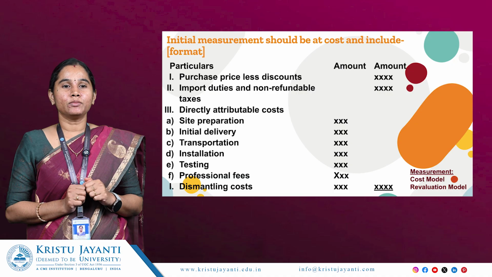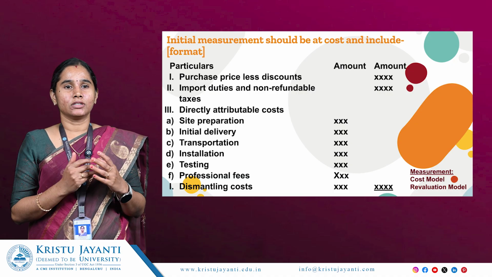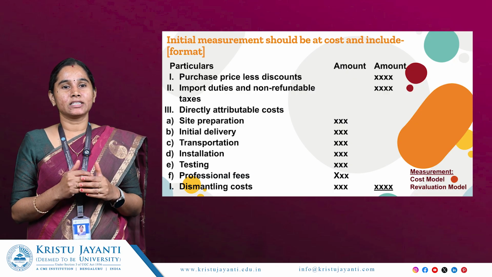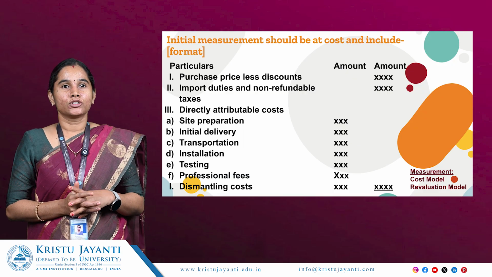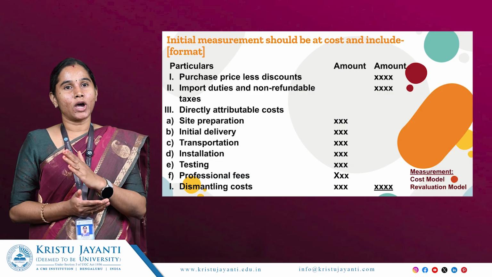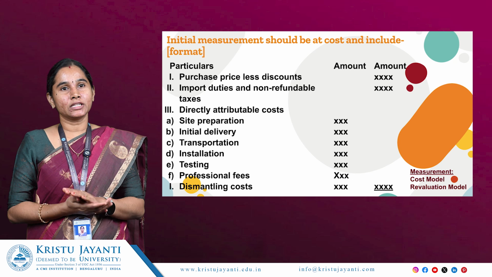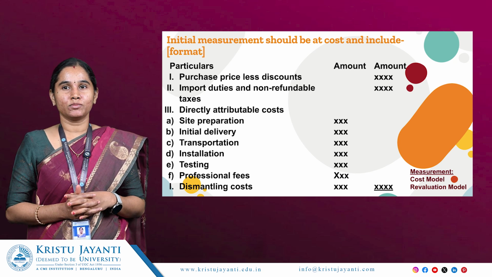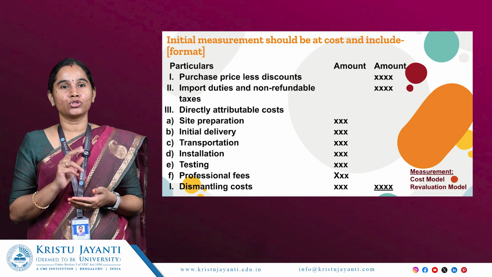Finally, we end up with the dismantling cost. If there is any dismantling of the previous machinery, or any additional cost incurred at the time of dismantling, it needs to be added. So these are the directly attributable costs which have to be added to the purchase price. The final amount we take as the initial measurement, and after determining it we can do recognition in subsequent years under two methods.